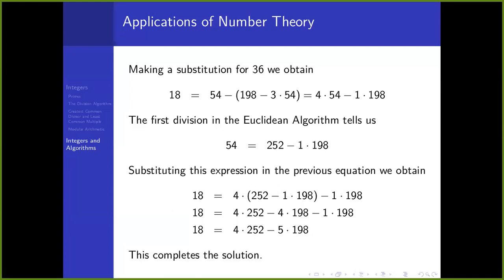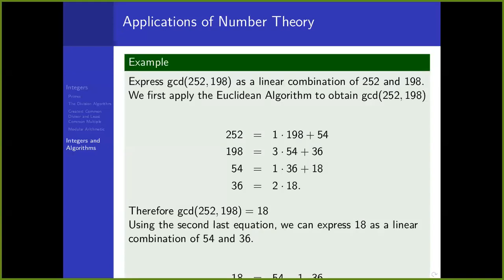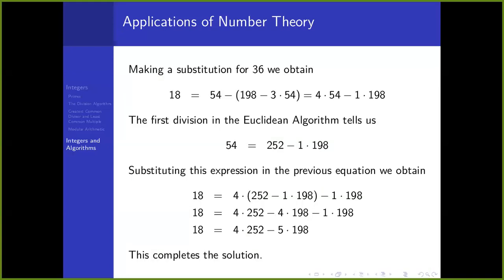Okay, so I think now you have understood. Do you still need more explanation? No, I'm okay. Yes, sir. Okay. Thank you. Good. So the process is the same for the rest. Eventually you want to have 18 on one side, and the right hand side you want it to be in terms of 252 and 198. So you just work backwards from this division algorithm until you have everything on the right hand side in terms of 252 and 198.